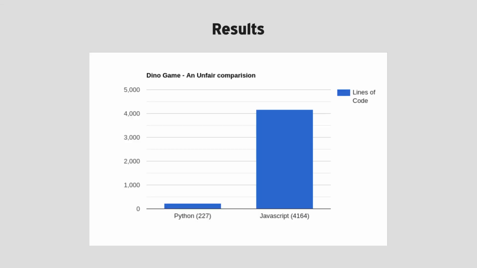Results. Here is something interesting. If you compare the lines of code, our Python version is much smaller than the JavaScript version in Chrome. Of course, we are leveraging the Python arcade library, so it's not a fair comparison, but it shows how much the library helps you in making a game from scratch.